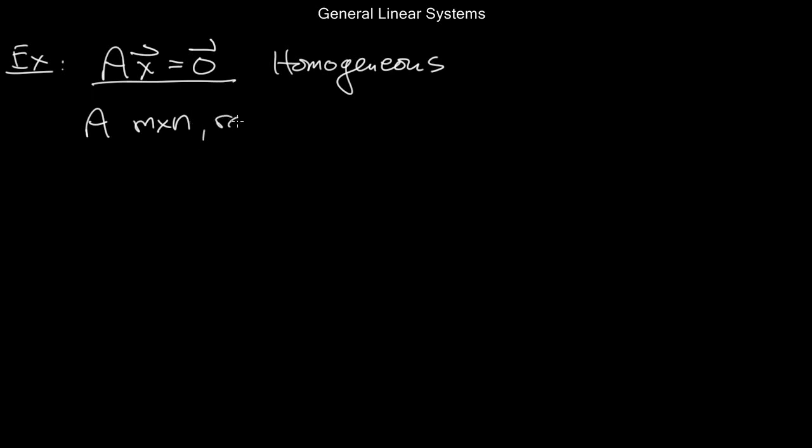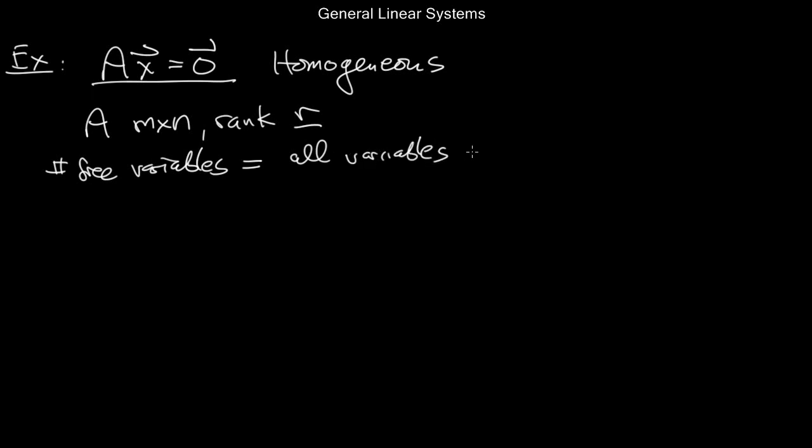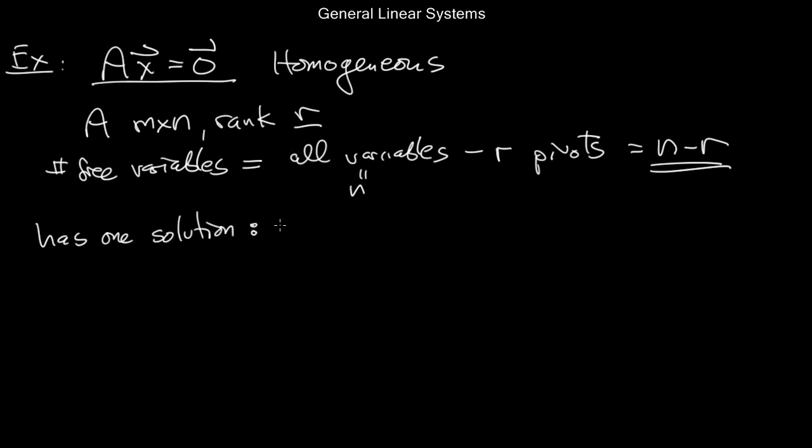And if A is m by n and rank r, then how many solutions does it have? Well, the number of free variables is the total number of variables minus the pivot variables, of which there are r. And the total number of variables, of course, is n. So this has n minus r free variables, and since it's homogeneous, it's guaranteed to have a solution, which is to say x is equal to 0. And I'll remind you, this is the n vector of zeros.